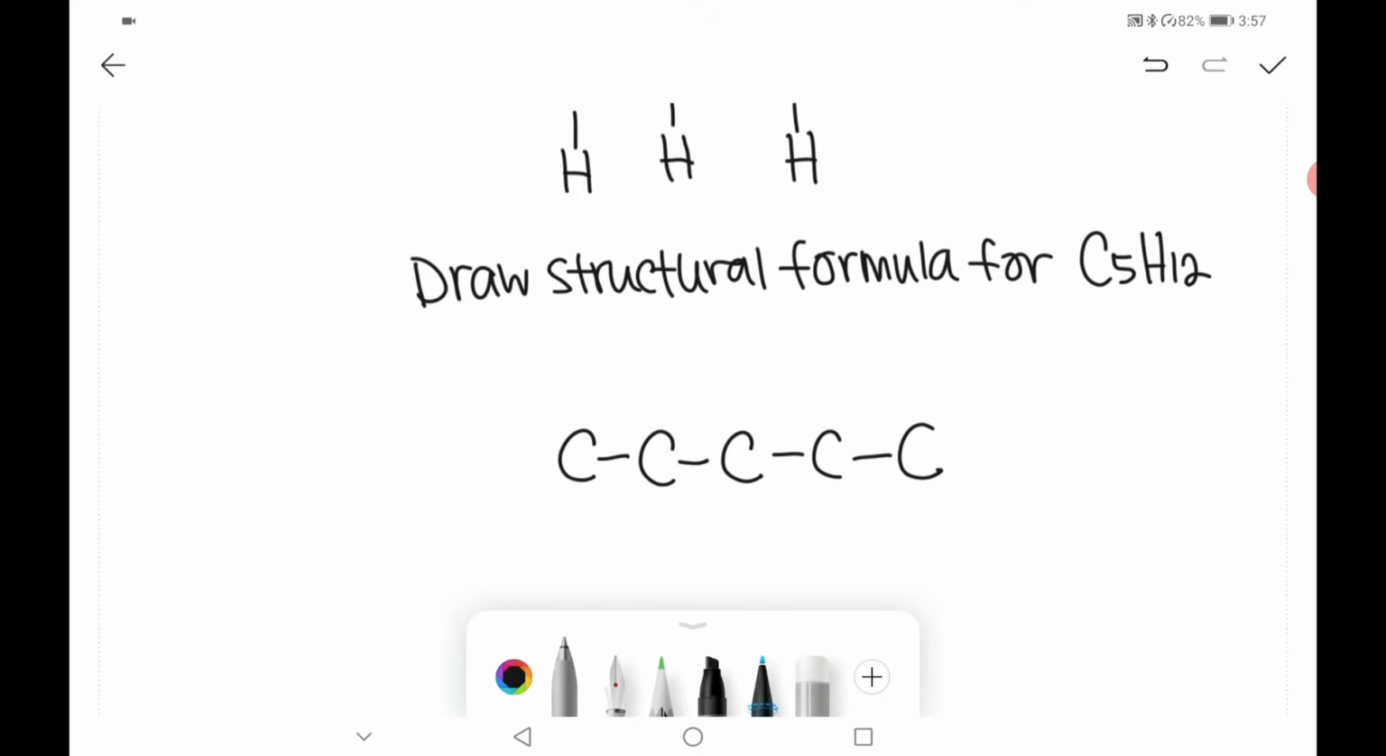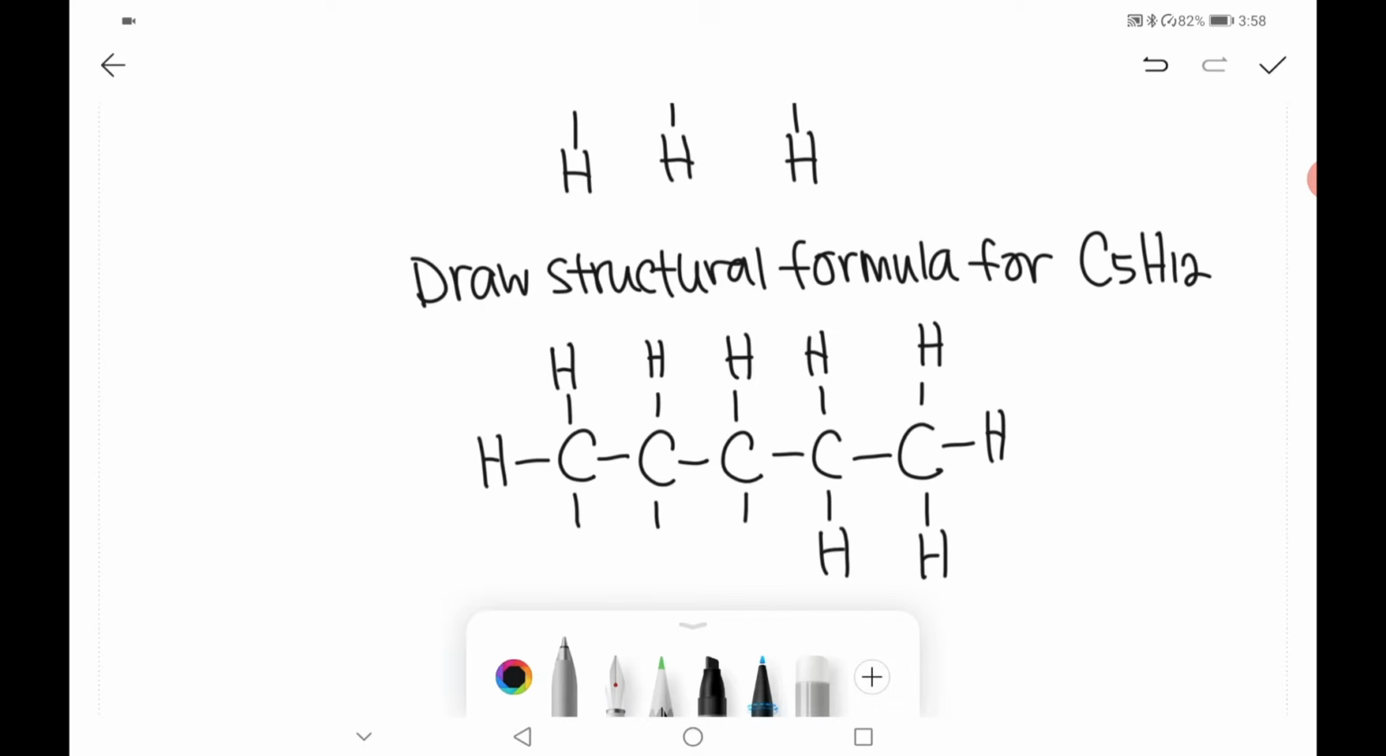Next thing, make sure every carbon must have 4 bonds. So you top up the bond to make sure every carbon got 4 bonds. Then in the end, put in hydrogen. So 1, 2, 3, 4, 5, 6, 7, 8, and 9, 10, 11, and 12. So we have total 12 hydrogen.